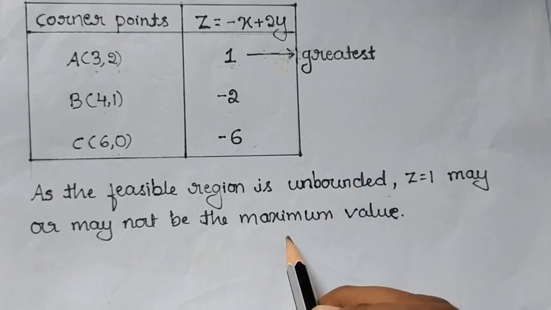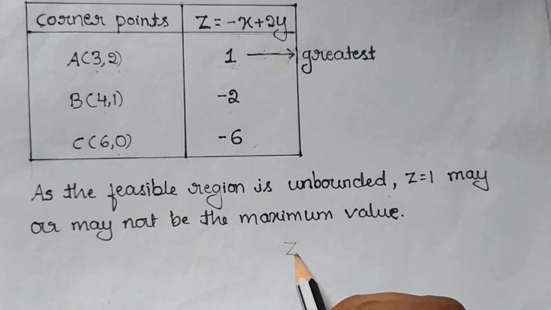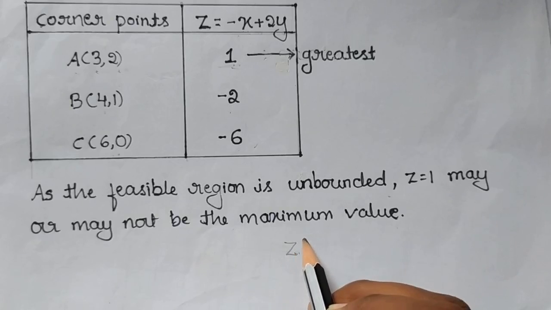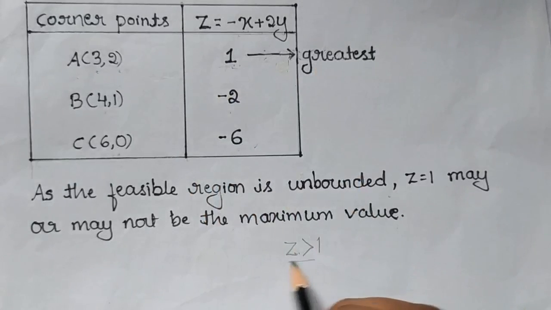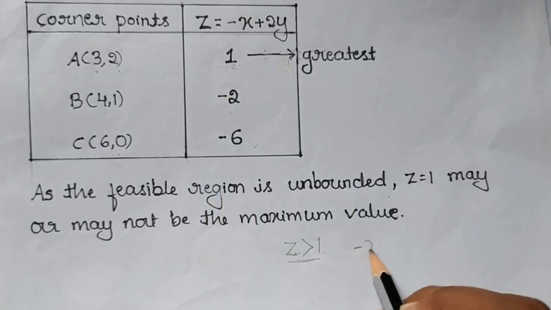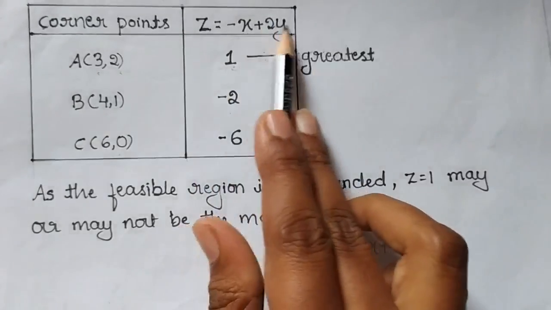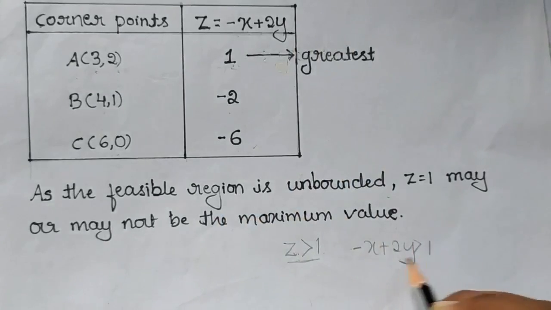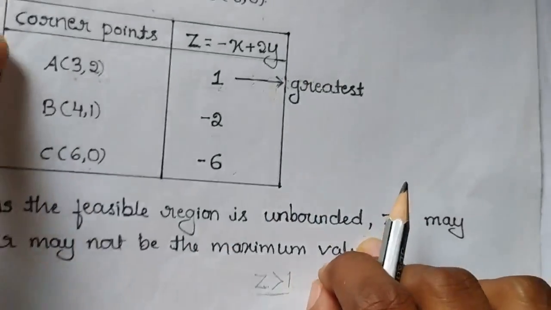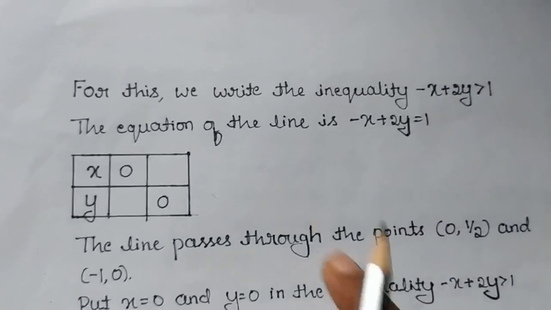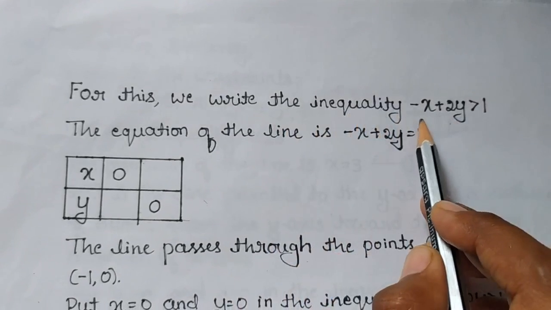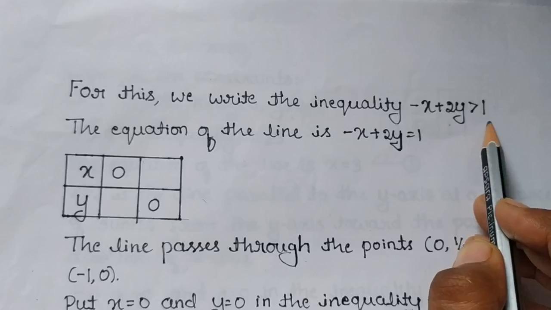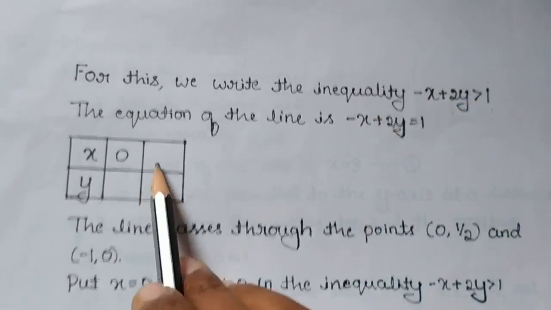That is, we have to check whether there exists any point in the feasible region for which z can take the value greater than this greatest value, that is 1. Z greater than 1, what is z? Minus x plus 2y. Minus x plus 2y greater than 1. We have to solve this inequality. So, for this, we write the inequality minus x plus 2y greater than 1. Now again for this inequality we follow two steps.